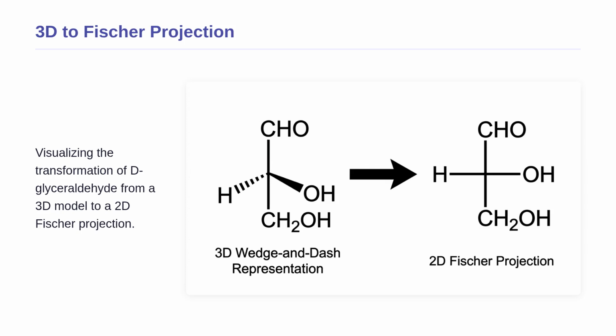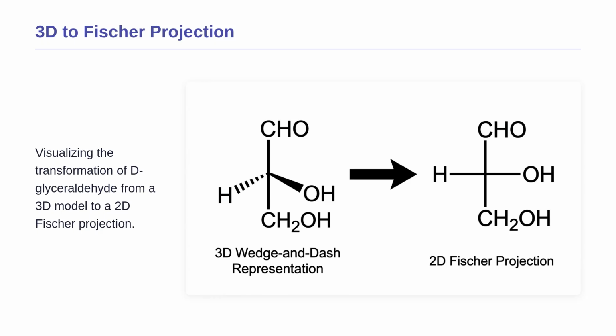Let us visualize exactly what we just derived. On the screen, you see the transformation of D-glyceraldehyde from its 3-dimensional reality into our 2-dimensional map. Notice how the horizontal bonds in the 3D model on the left are coming forward, represented by thick wedges.